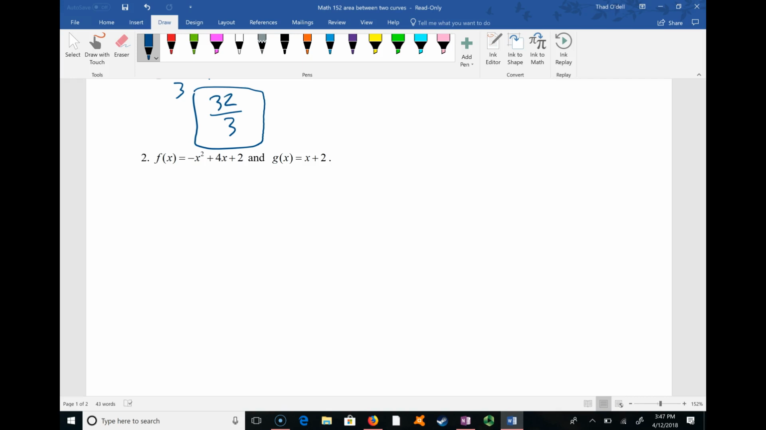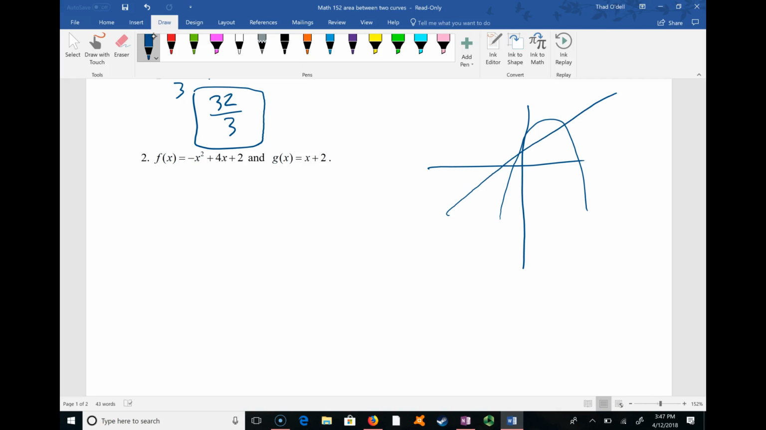Okay, so we got negative x squared plus 4x plus 2. And of course, x plus 2 is just a line. You don't need to graph that on your calculator, hopefully. So when we do, you go like this, and you go like this, and it basically looks something like this, with a line going like that, kind of.